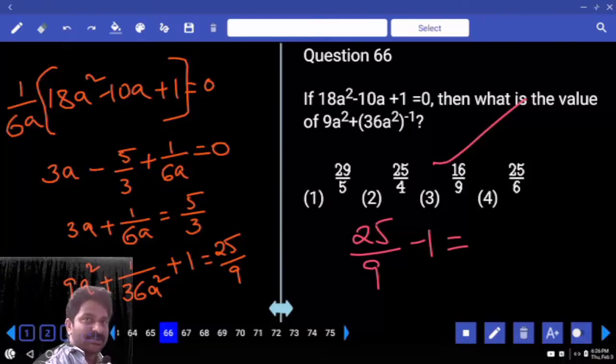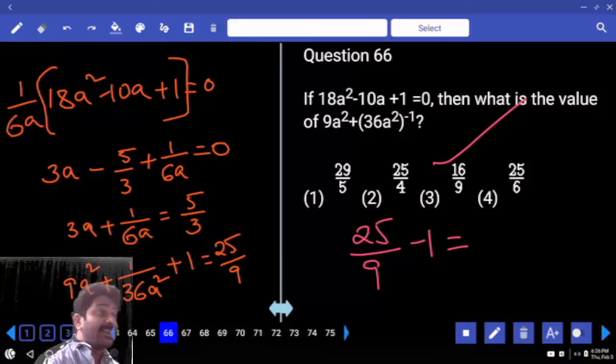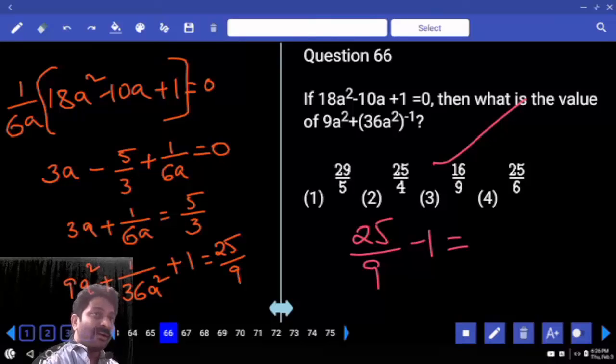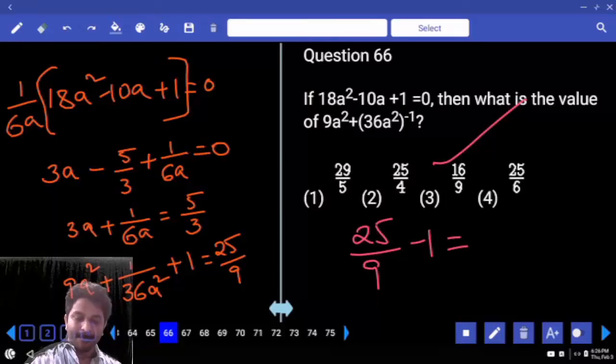I hope you understood the explanation that I gave. Why are we dividing the equation with 6A only? Why not with A? Or why not with A square? Why not with 2A, 3A, 4A? I gave the explanation of why we divide with 6A only. Hope you followed it. Next.